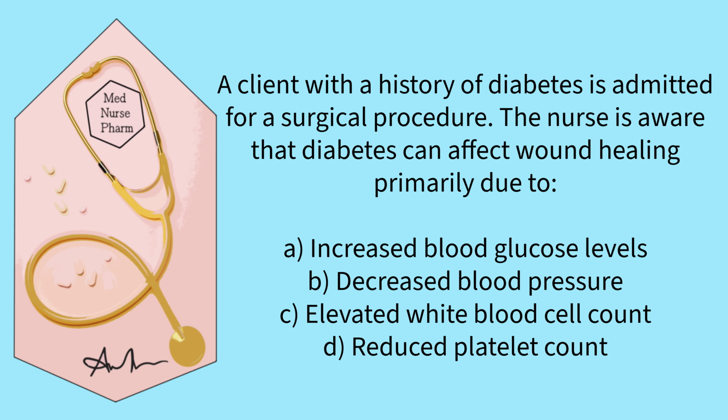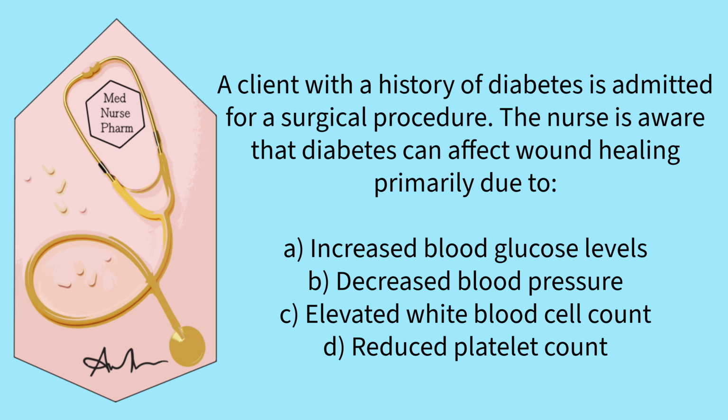A client with a history of diabetes is admitted for a surgical procedure. The nurse is aware that diabetes can affect wound healing, primarily due to: A, increased blood glucose levels; B, decreased blood pressure; C, elevated white blood cell count; D, reduced platelet count. Pause the video and select your answer. The correct answer is A. Elevated blood glucose levels in diabetes can impair wound healing by affecting cellular function and increasing the risk of infection.